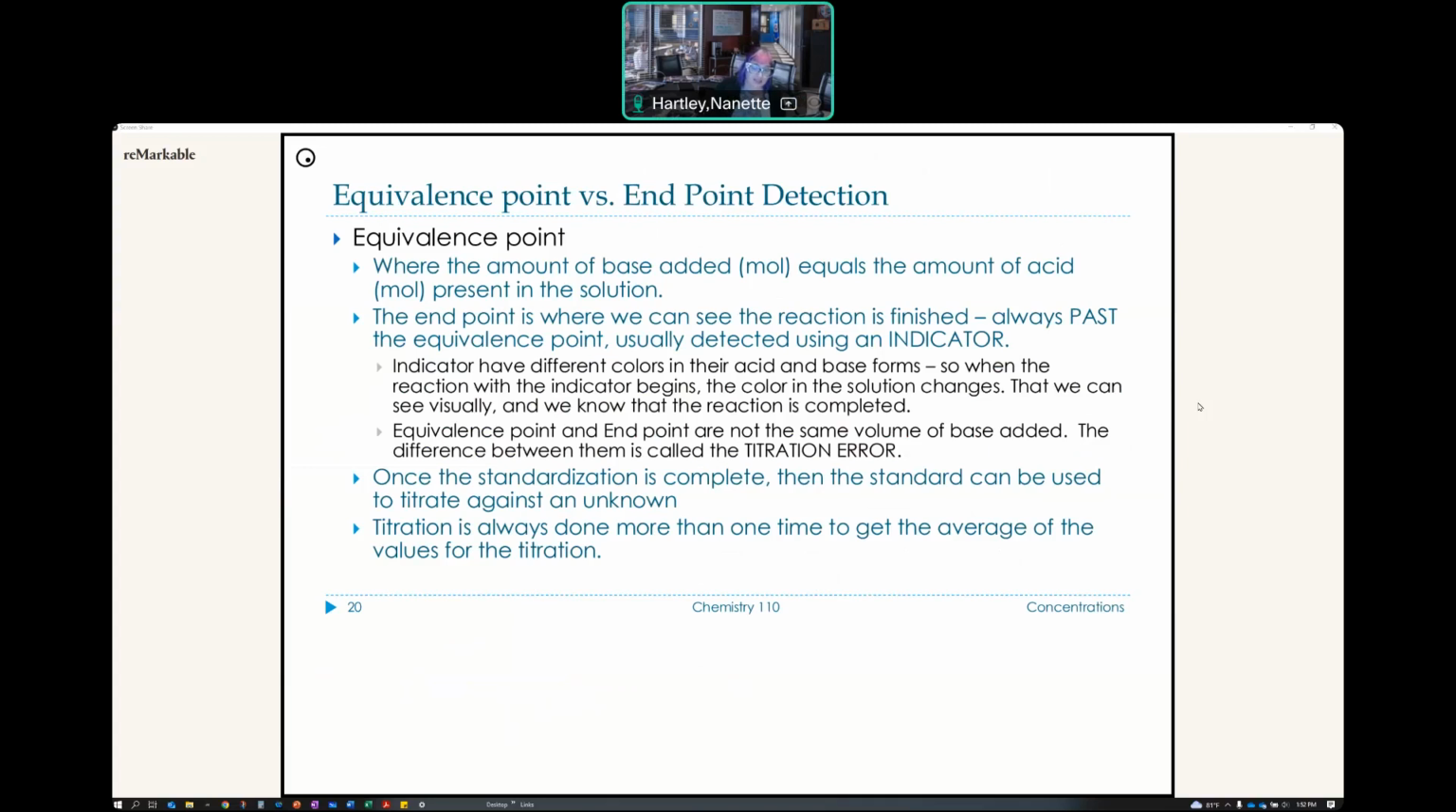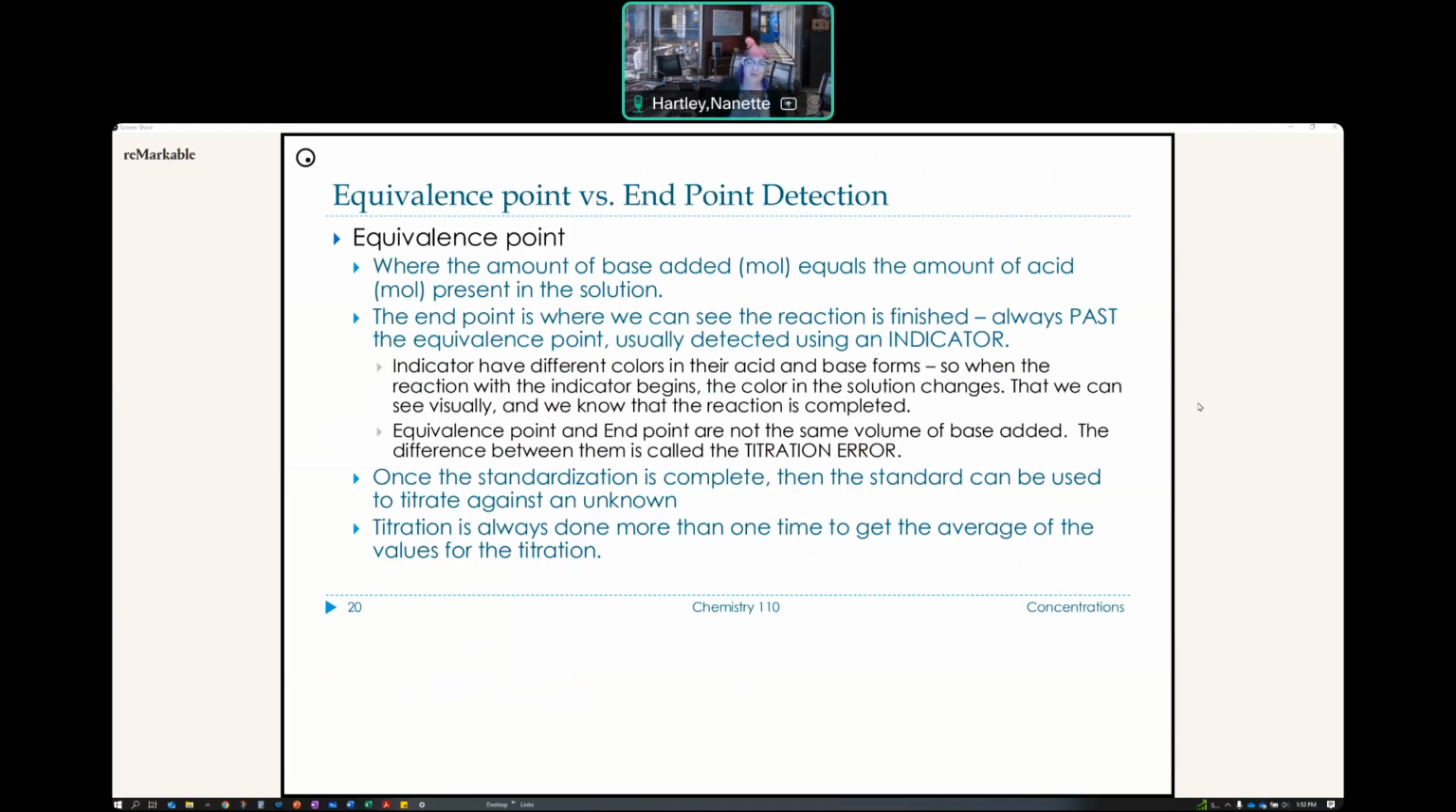And so what has to happen, what is absolutely necessary, is that the endpoint detection has to happen past the equivalence point. Otherwise, it doesn't work. It has to happen past the equivalence point of our titration. Otherwise, we're not detecting the equivalence point correctly. Okay, so it has to happen past there.